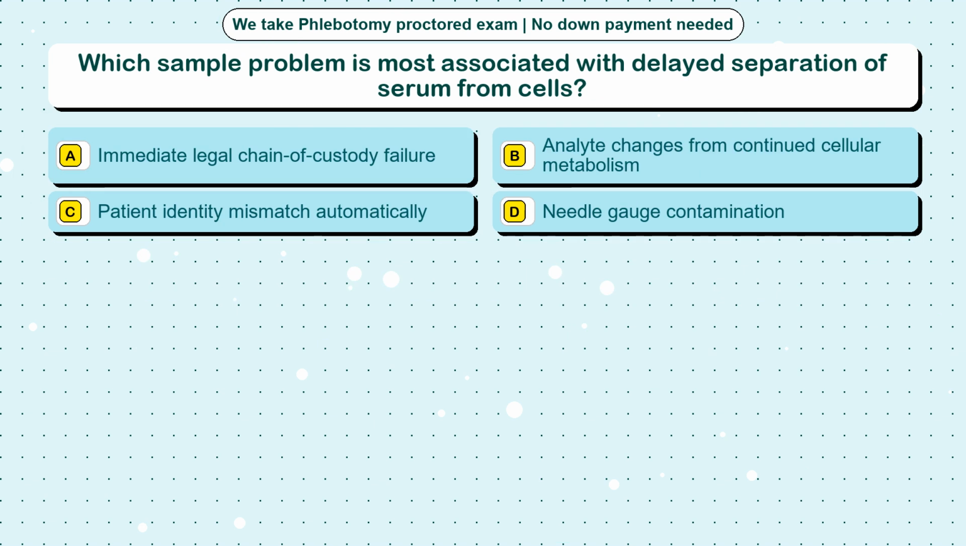Question 37. Which sample problem is most associated with delayed separation of serum from cells?